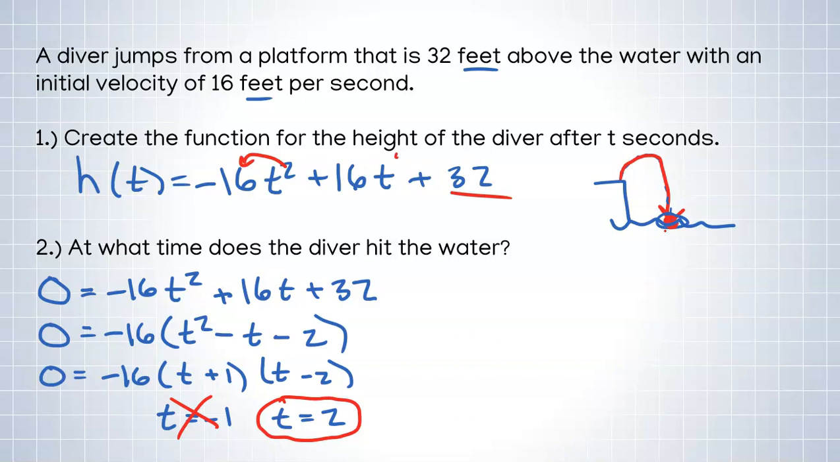So the key thing is making sure you remember the height of a falling object model based on t seconds. And then the derivative of that formula is the velocity of that object at any given time t. Pretty simple, pretty easy way to utilize derivatives.